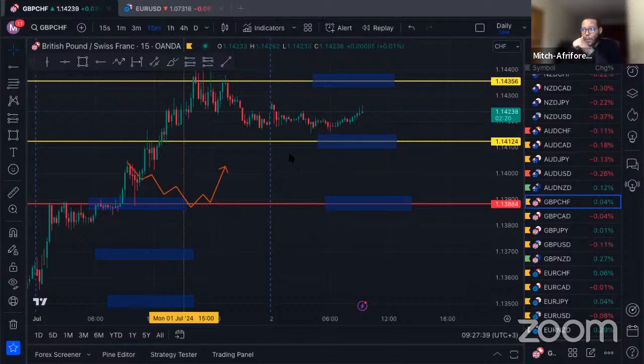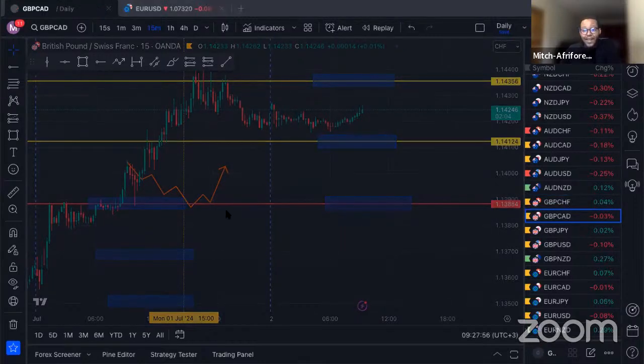So we just need to be a bit patient on this one. But if the buyers manage to continue taking off, once we get the price breaking and holding above this particular SNR right there at the top, then we should be able to continue looking for buying opportunities on the British pound against the Swiss franc. So hope that's clear. And we move on to the next British pound pair.